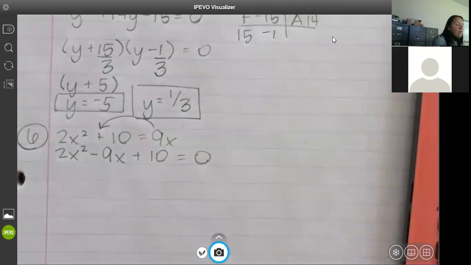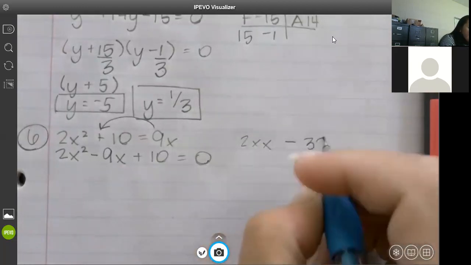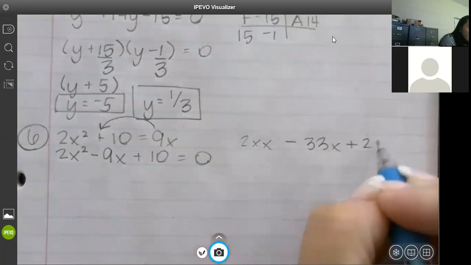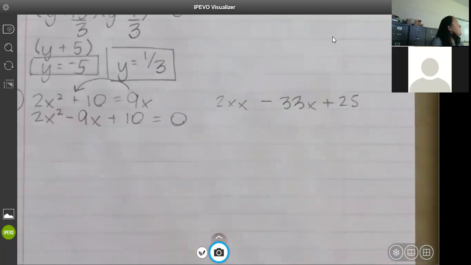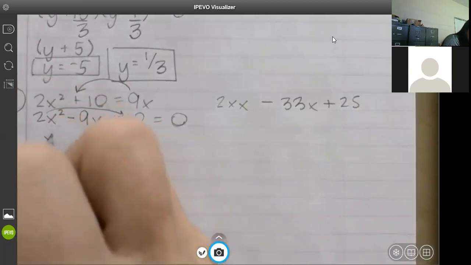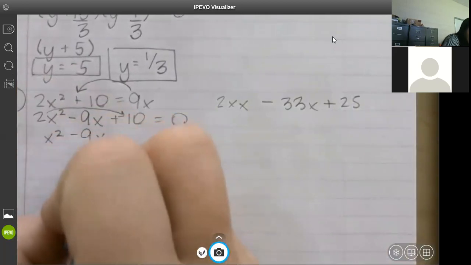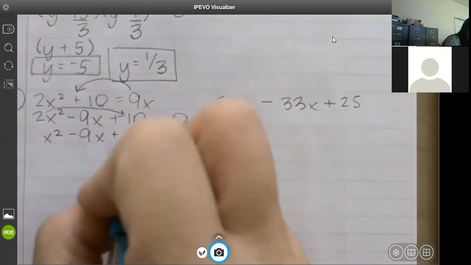Over to the side, I can do a quick breakdown. 2x. 9 is 3 and 3 and x. And 10 is 2 and 5. Do you see anything in common? No, this one doesn't have a GCF, so it's just straight slide and divide. So slide my 2 over. So x squared minus 9x. What's 2 times 10? 20.